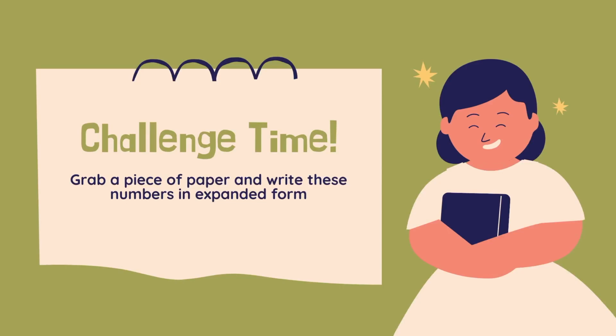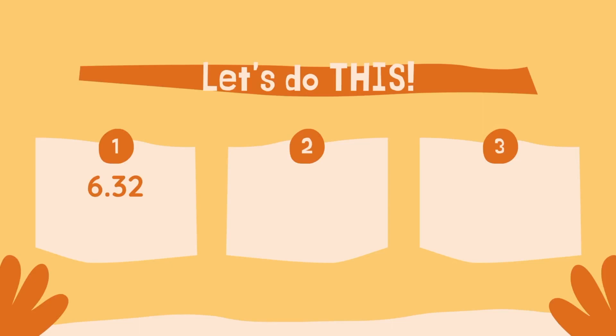I feel like the only way for you to know for sure that you've got this on your own is to try some on your own. So grab some paper. Let's write these in expanded form. Our first one is 6 and 32 hundredths. What would that look like in expanded form?